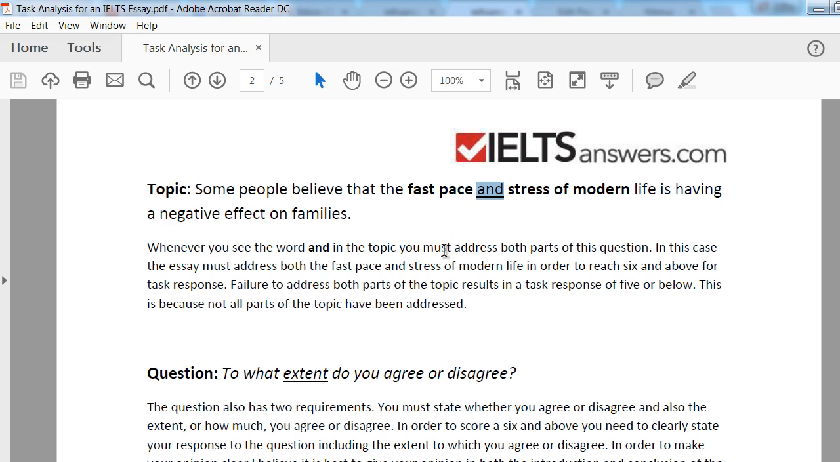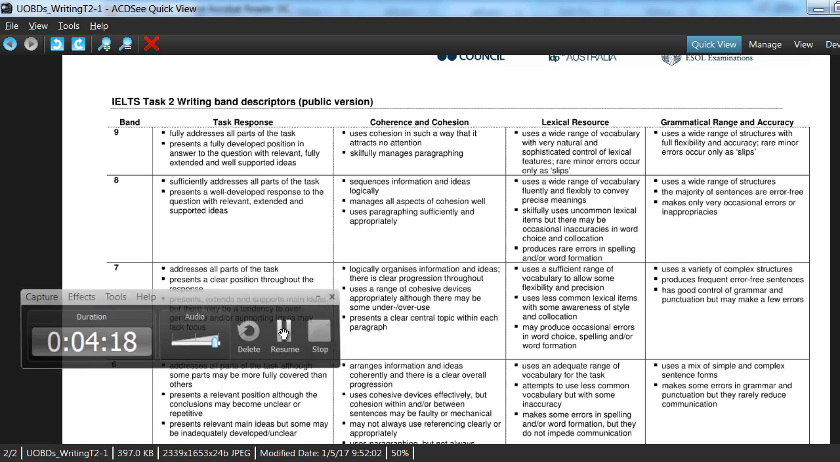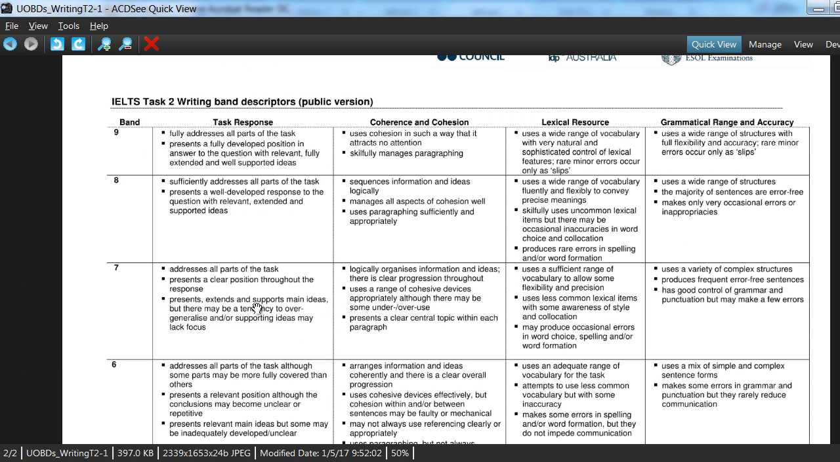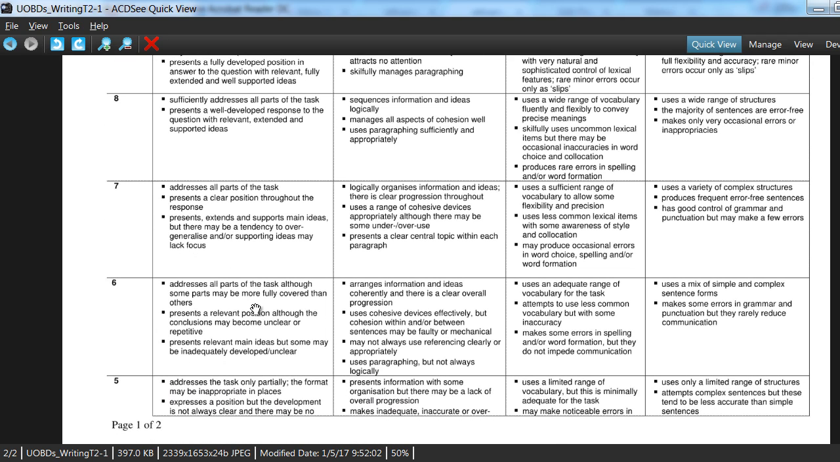Whenever you see this word "and," that means there's 2 requirements for this topic. We must talk about both fast pace and stress of modern life to get a high score. And if you don't do this, then you're not fulfilling addresses all parts of the task. So you can't get a 7. You can't get a 6 because 6 also says addresses all parts of the task, although some parts may be more fully covered than others.